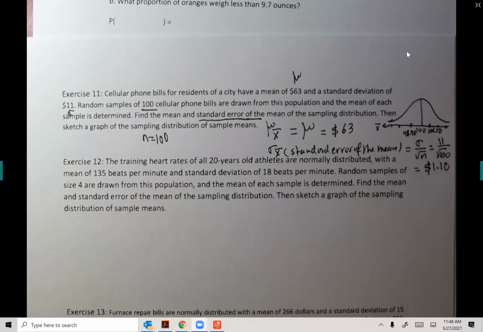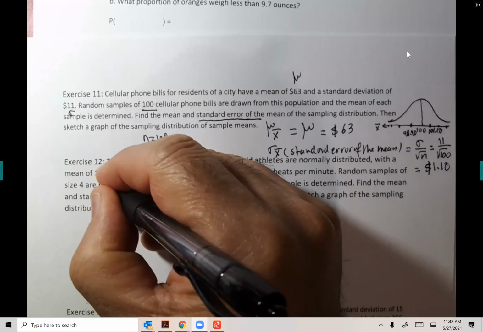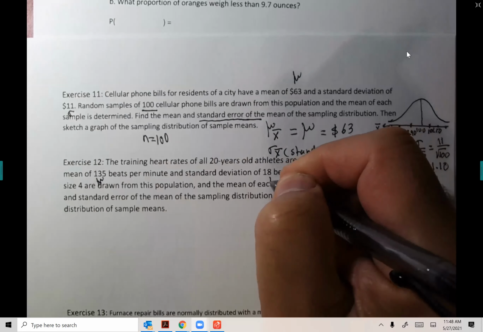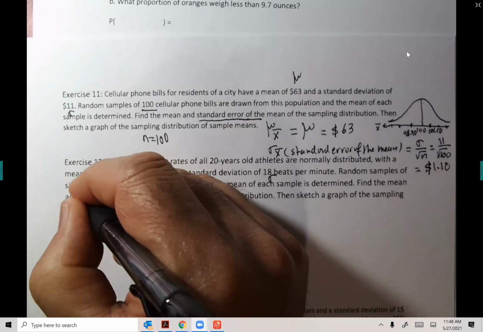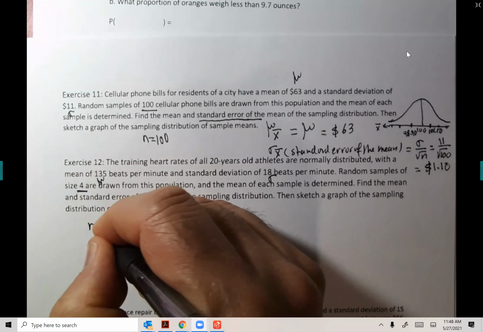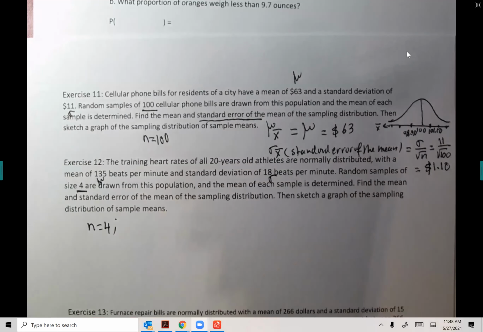Exercise 12, the same question, I think, just like 11. The training heart rates for all 20-year-old athletes are normally distributed with a mean of 135 beats per minute and a standard deviation of 18. So that's the original mean, and that's the original standard deviation. Random samples of size 4 are drawn, so n is 4, and the mean of each sample is determined. Find the mean and the standard error of the mean of the sampling distribution.